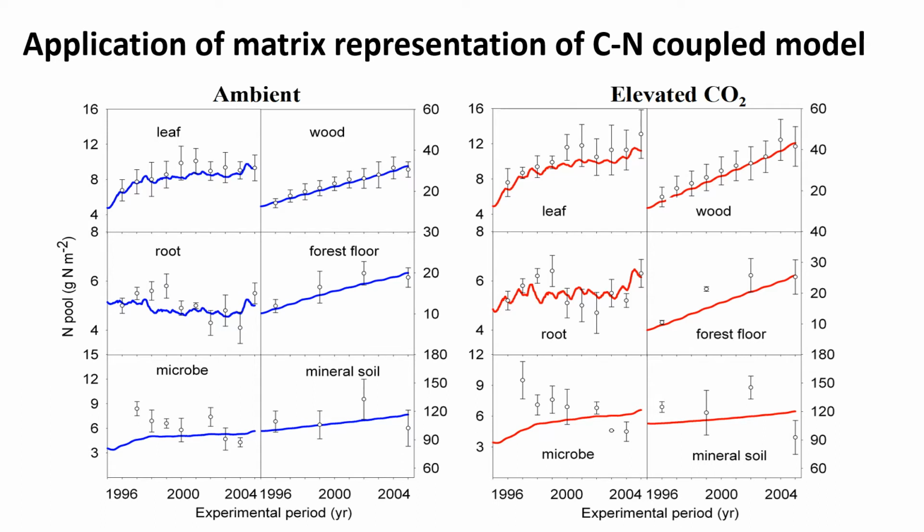Moreover, elevated CO2 led to the decrease of carbon exit rate in foliage, wood, structural litter, and passive soil organic matter, indicating the increase of carbon residence time in this ecosystem component.